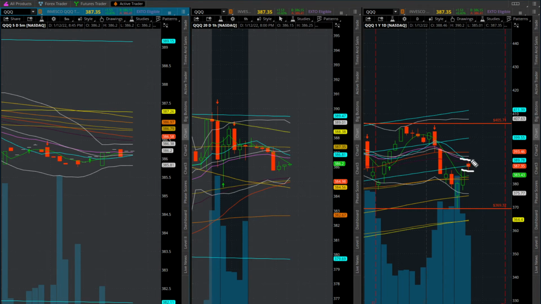Can we start to close over the 20-day moving average? What do we do when we come to the 50-day moving average? If not, if we start losing this 383, look out. We do have room down to 375.